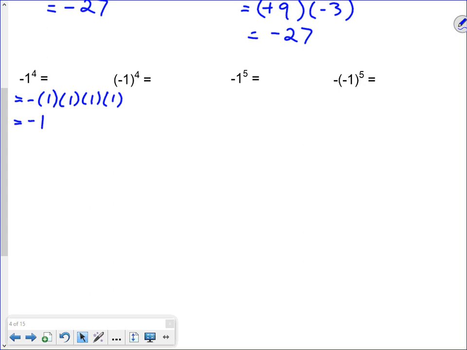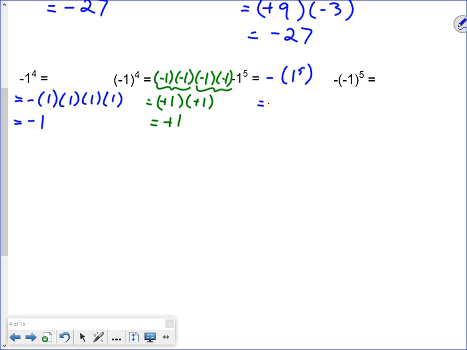Negative 1 to the power of 4, on the other hand, is going to be negative 1, negative 1, negative 1, and then negative 1. Two negatives make a positive, so we can think of this as positive 1 times positive 1, just grouping these together, which is going to give us a positive 1. Negative 1 to the power of 5: negative, and then 1 to the power of 5 is just 1, so negative 1.